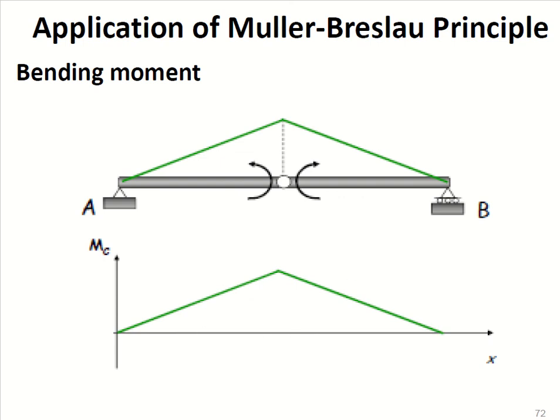So this method is much simpler, much faster and much easier, but this is a qualitative method, and it does not give you any equation or any calculation. Okay, but you get the main idea of the influence line, right?